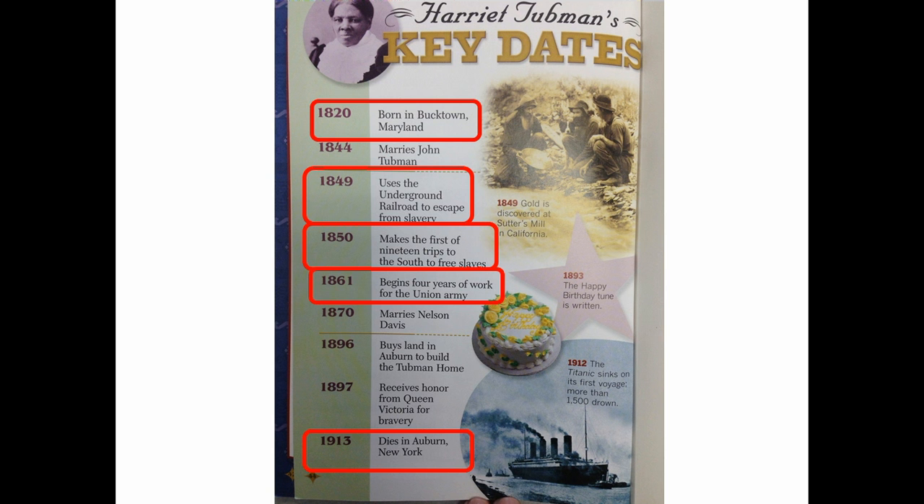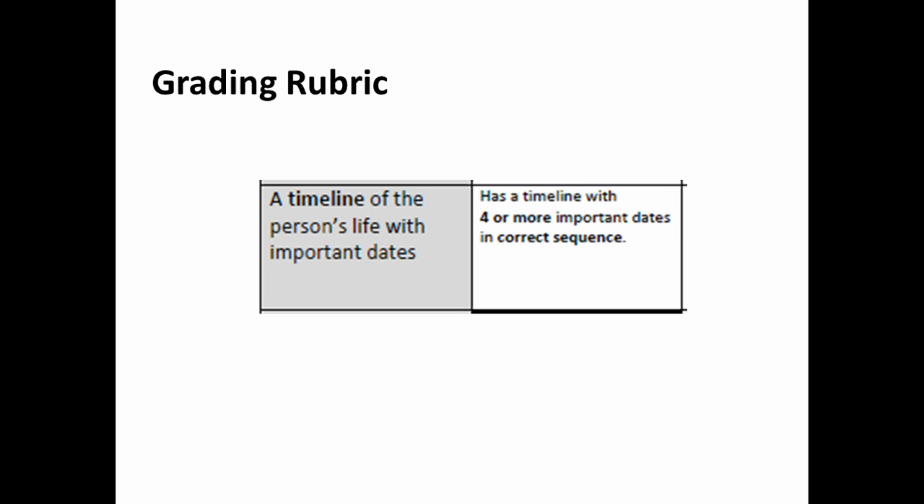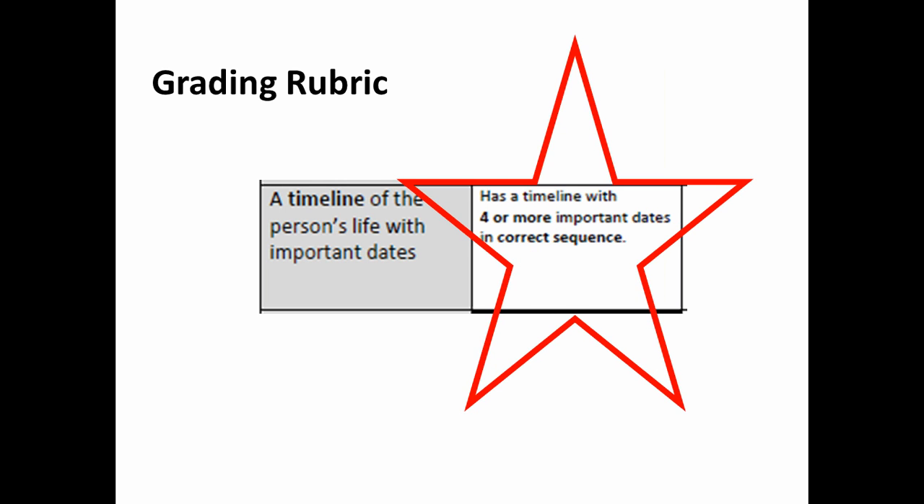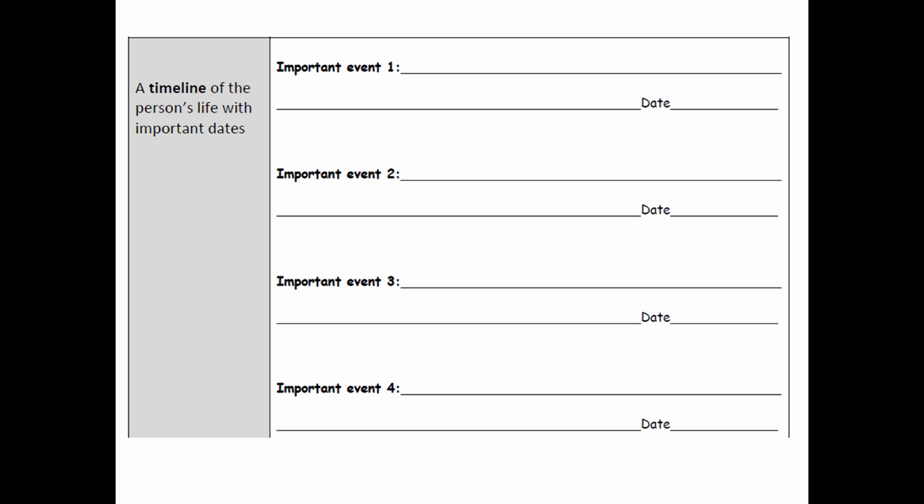Okay, I'm not going to just copy these dates. I've already read my whole book, so I might put them in my own words and add more information. There's that grading rubric. Gotta have 4. I just picked out 5 important dates and events that I'm going to include. So think of that today as you do yours.